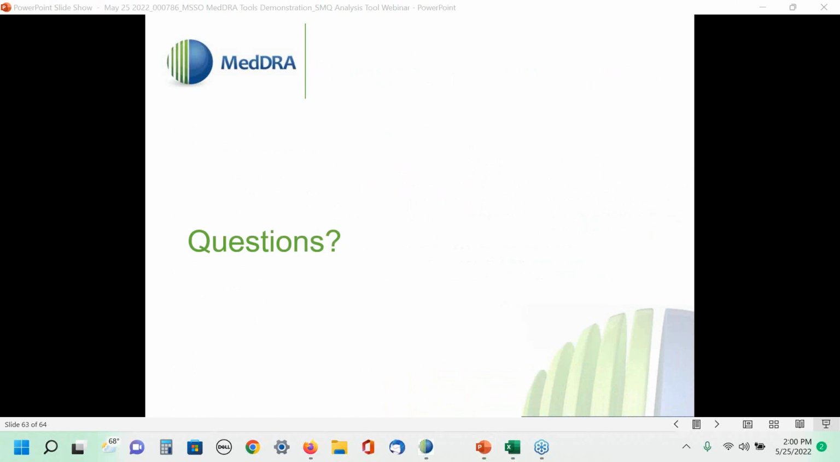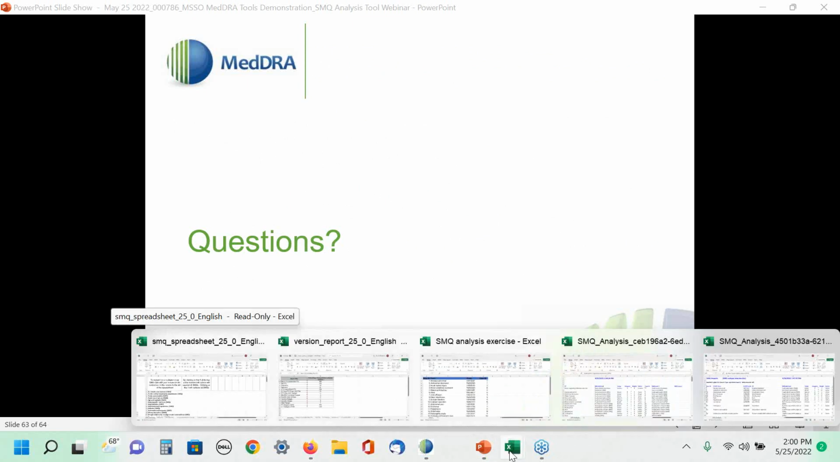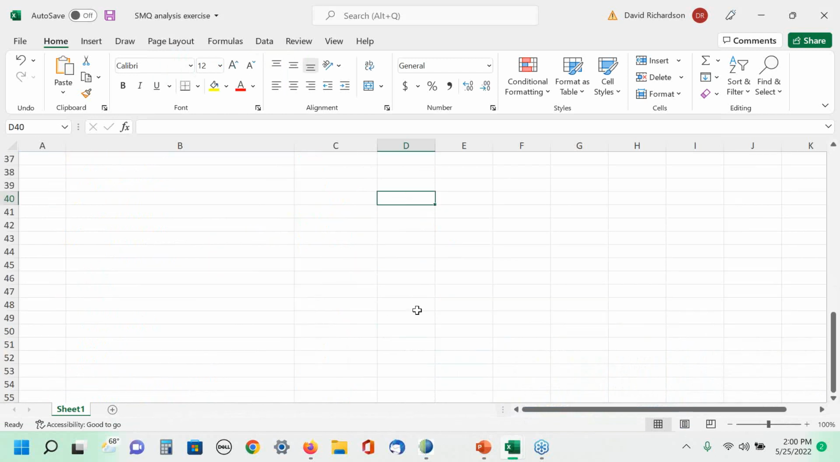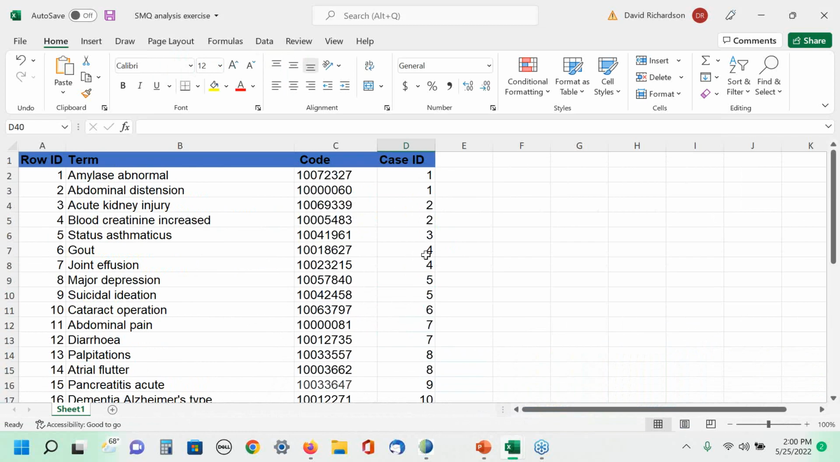So the case ID is just something that I arbitrarily assigned in that particular case. So I'm going to show you that. I just decided that I was going to give each one of these patients a number. So I called patient number 1, 2, 3, 4. That's something I assigned. I don't have to have a case ID in a spreadsheet like this.